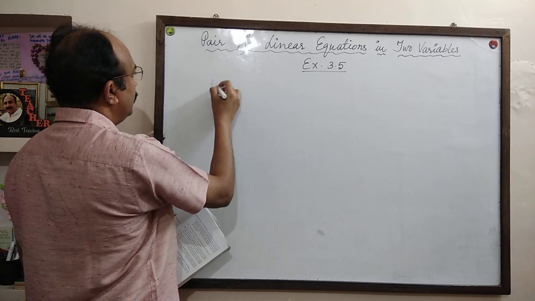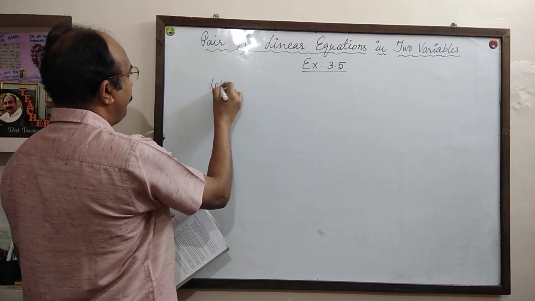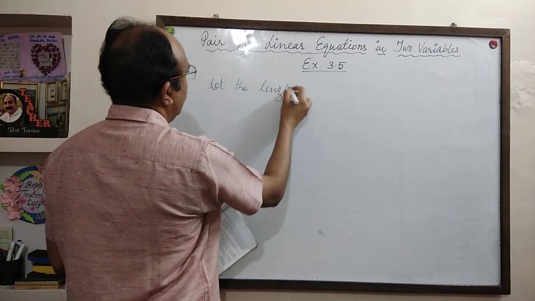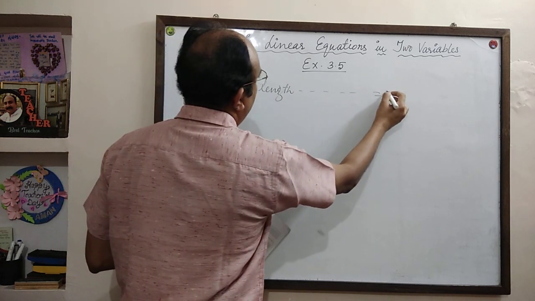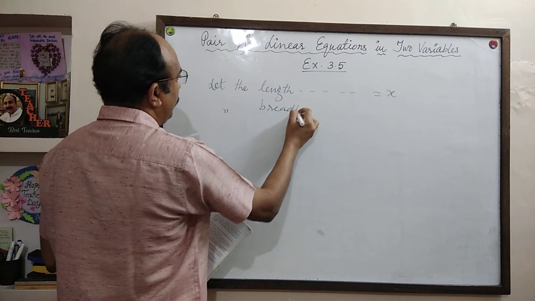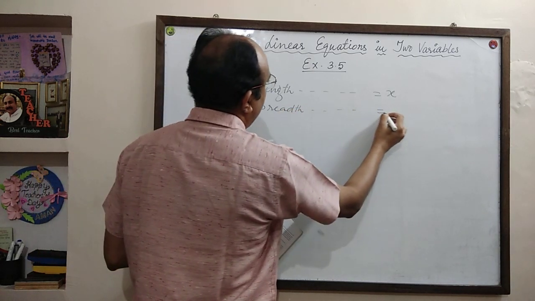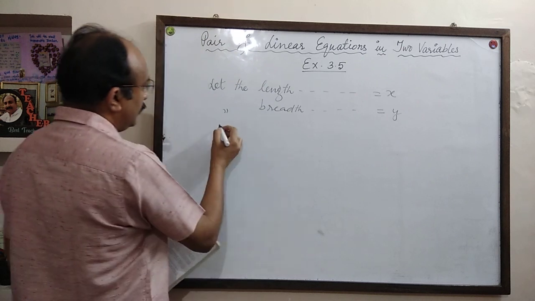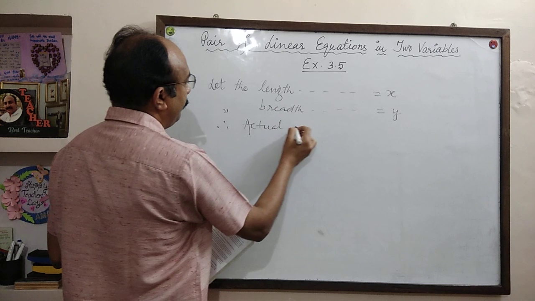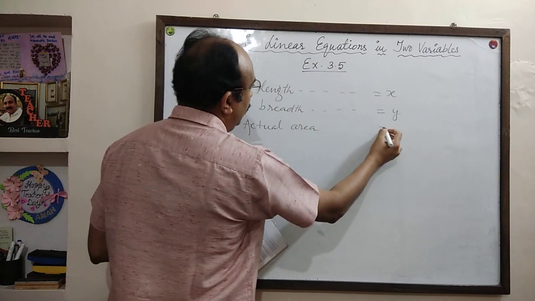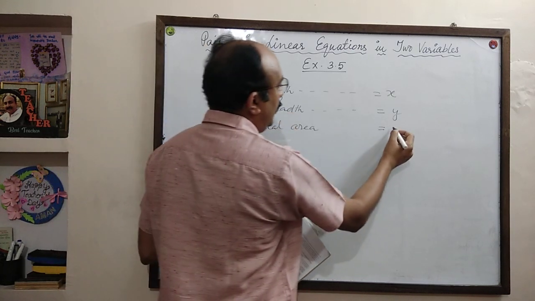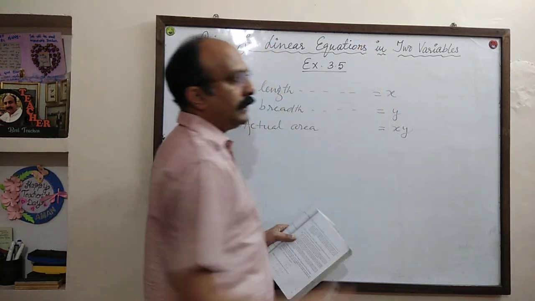So let the length of the rectangle be X, let the breadth of the rectangle be equal to Y. Therefore, what is its actual area? Area of a rectangle is equal to length into breadth. So actual area is equal to X into Y, that is XY.